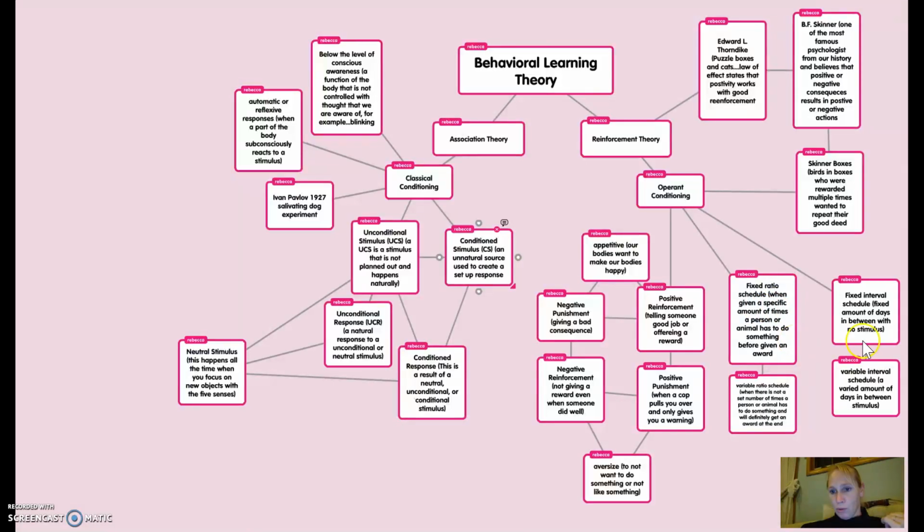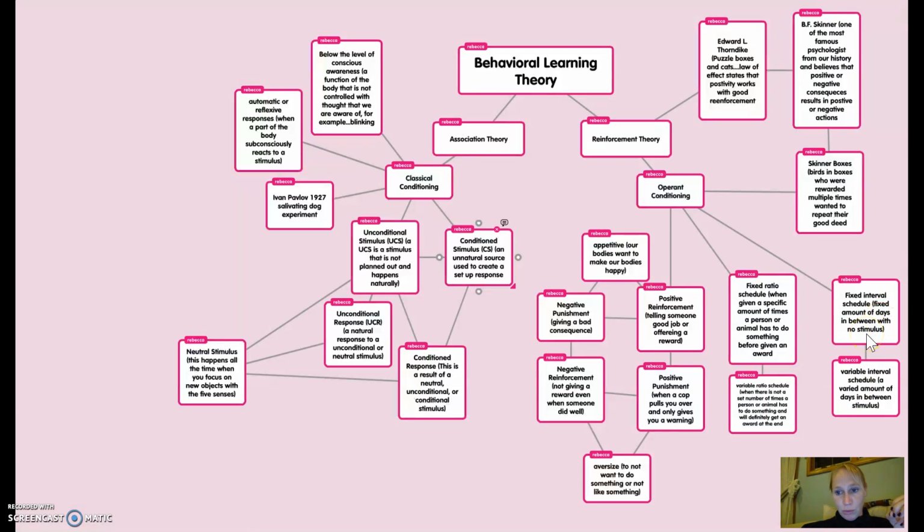Fixed ratio schedule. Along with that is the variable ratio schedule. When there's not a set number of times a person or animal has to do something before they get rewarded. It's just that the person experimenting can vary up the amounts. One time it might be 10 times, the next time it might be 15, and it's not that effective. Fixed ratio is just more effective.